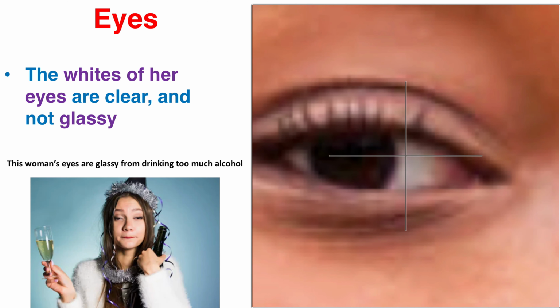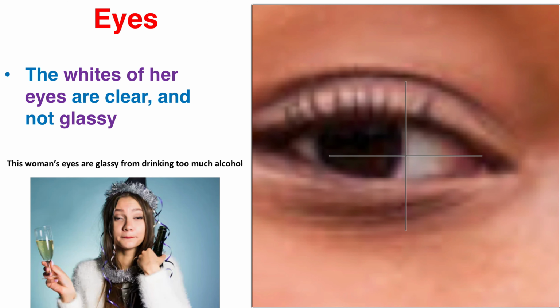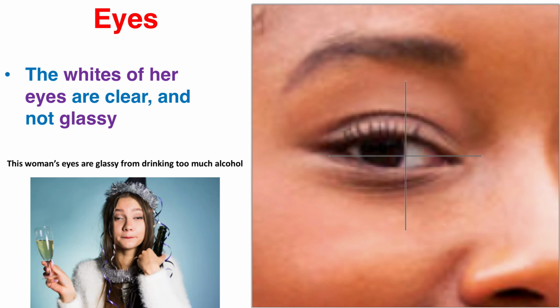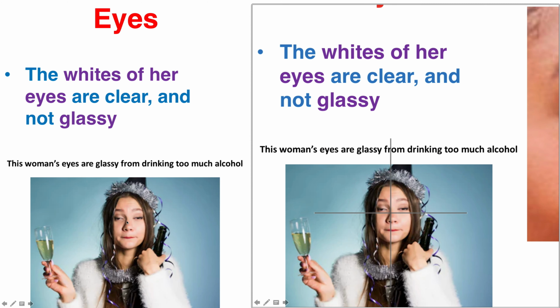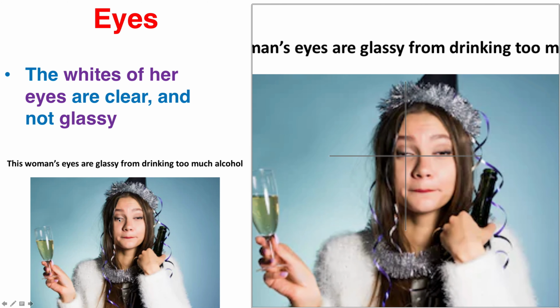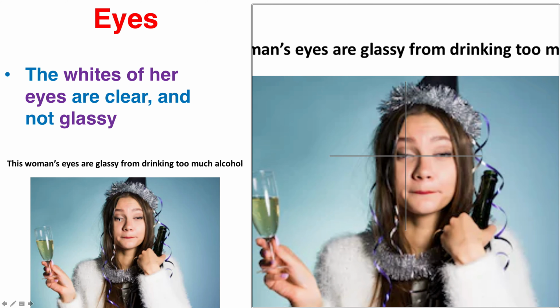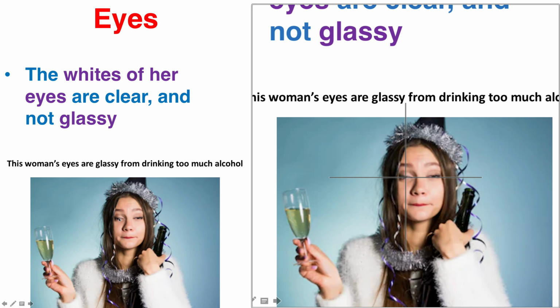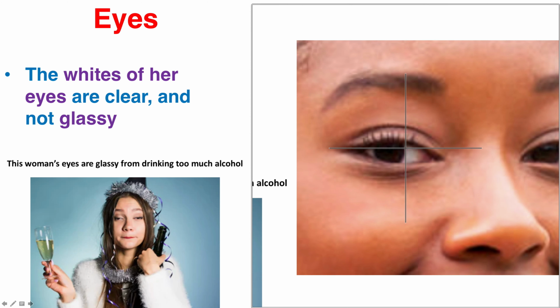And then this part of the eye is referred to as the white of the eye. And so looking at her, she's got nice, clear whites of her eyes. Compare eyes where the whites are glassy. I'm getting a little closer there. So she's been drinking a little bit of alcohol, so there's too much water here. Her eyes are glassy. Versus her eyes are very clear. Or she's very clear-eyed would be another way to express that.